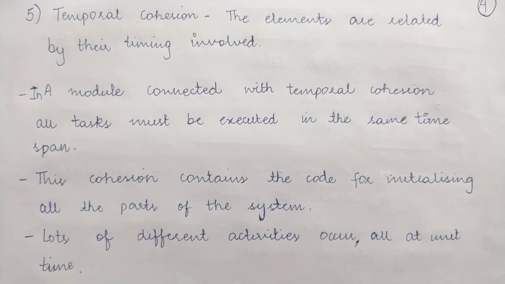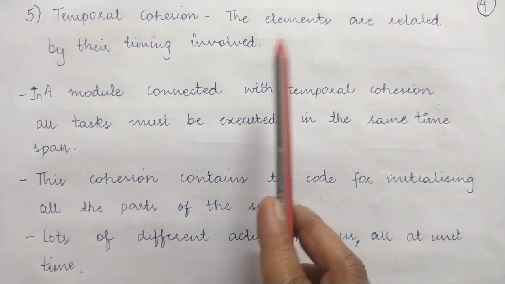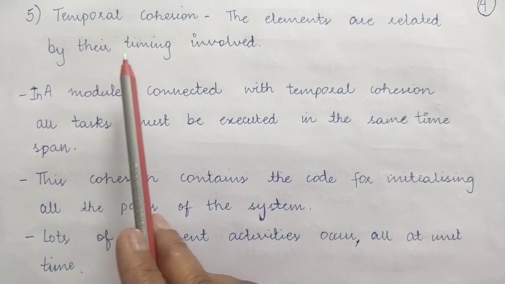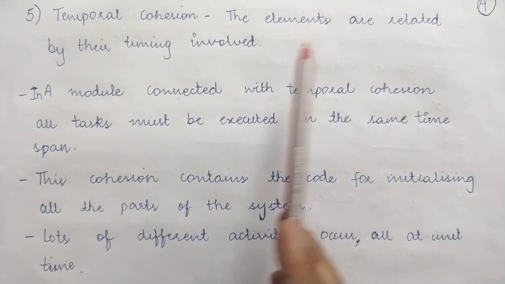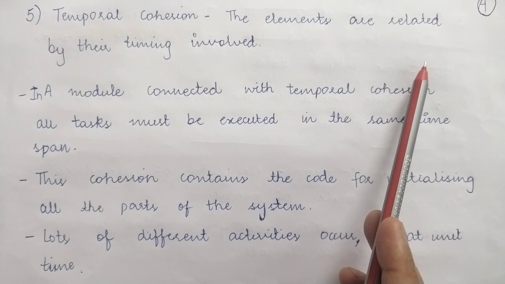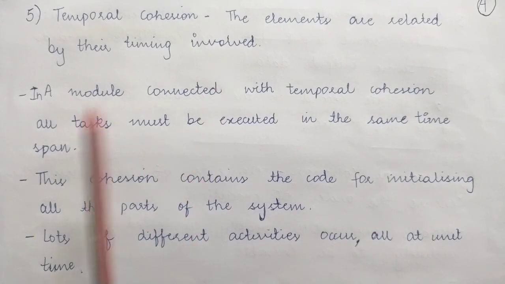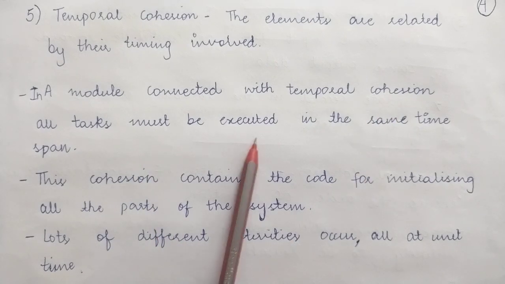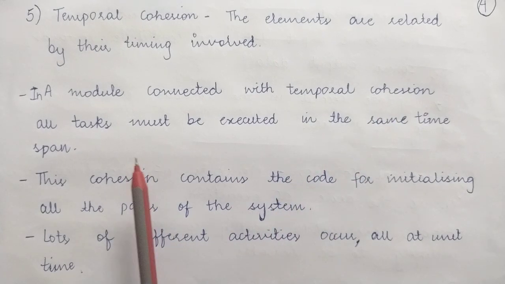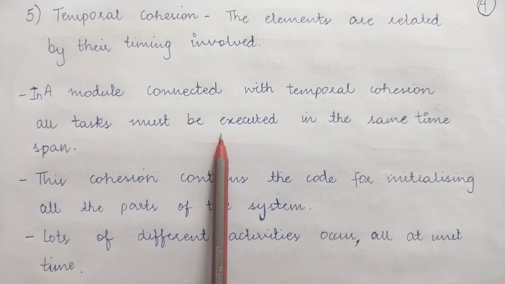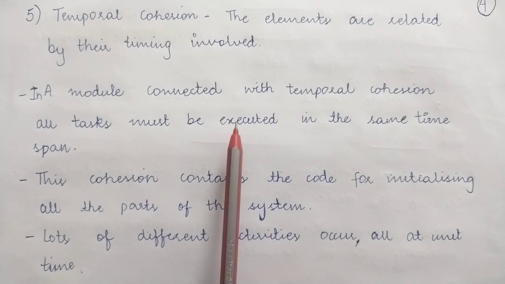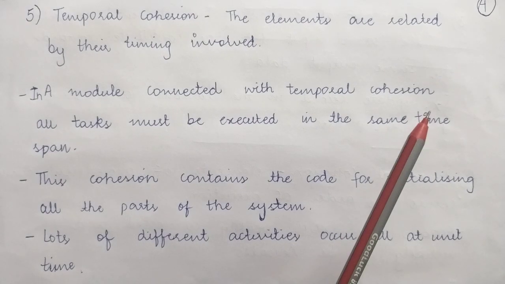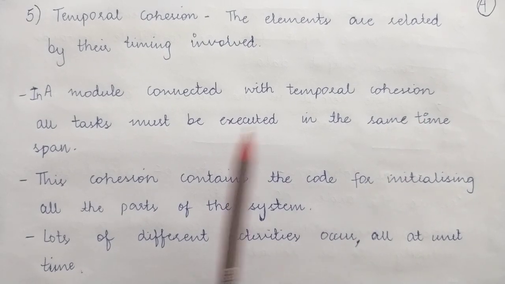The fifth kind of cohesion is temporal cohesion, wherein the elements are related by their timing involved. That is why the name temporal, that means related to timing. So how are the elements related in this kind of cohesion? By their timing. In a module connected with temporal cohesion, all tasks must be executed in the same time span. That means whatever tasks are there in a particular module, they all must be executed in the same time span.